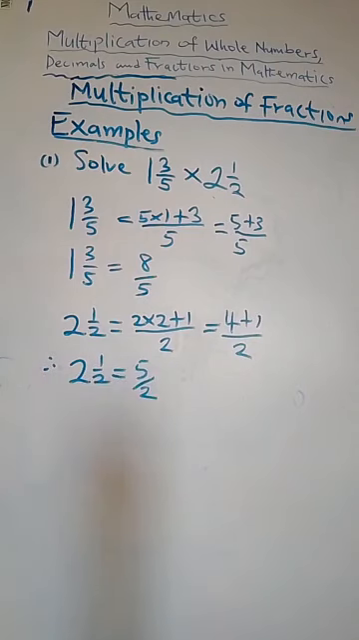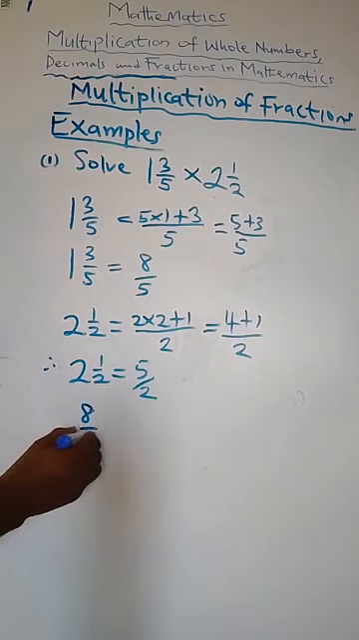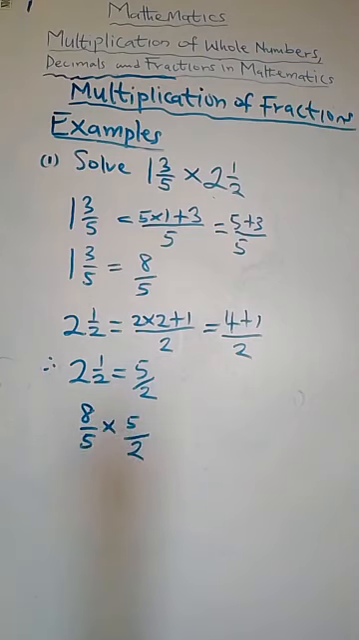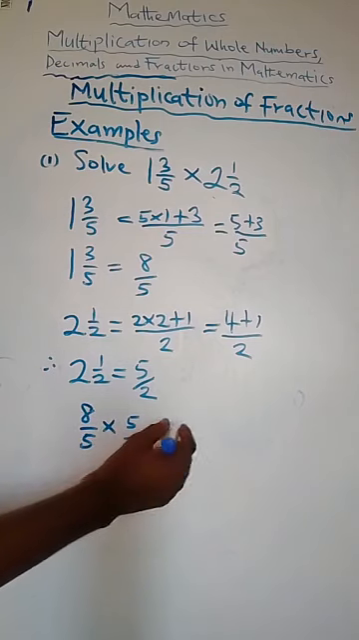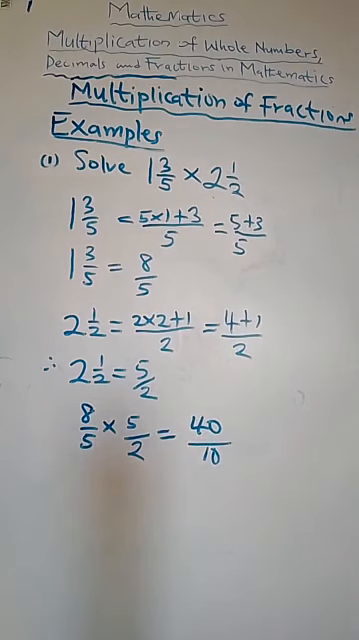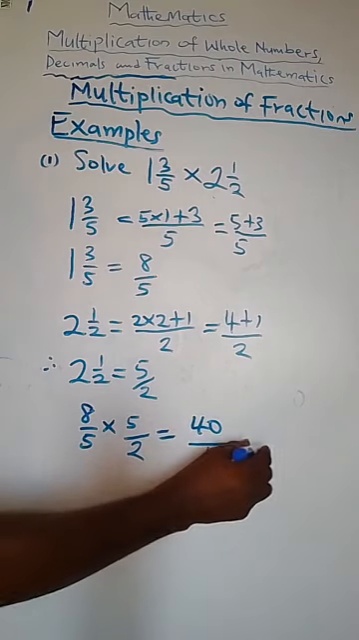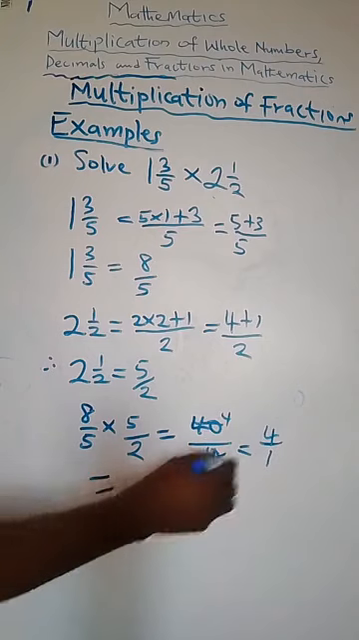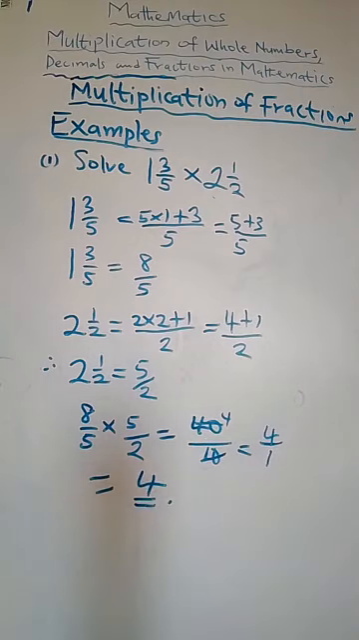Now that you have done that, the next thing for you is to multiply out. That is 8 over 5 times 5 over 2. So how do you do that? Now say 8 times 5. That is 40, right? 5 times 2. That is 10. So 10 here, 1. 10 here, 4. So your final answer is 4 over 1, which is the same thing as 4. So that is how to multiply mixed numbers in mathematics.